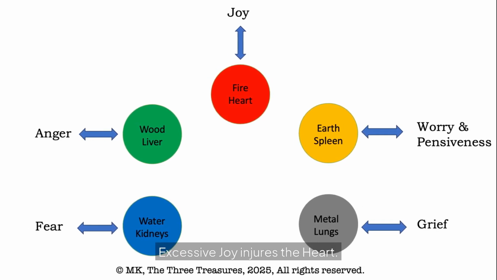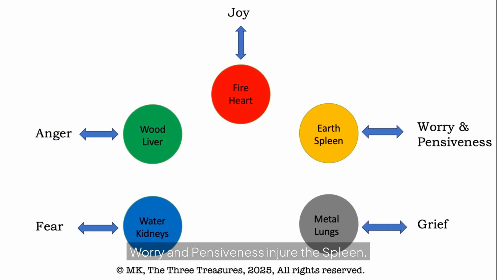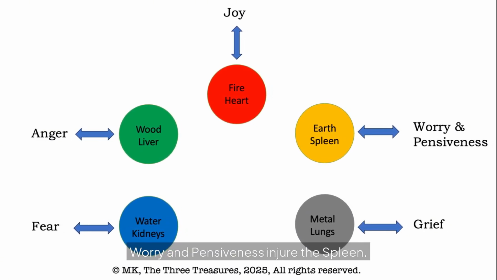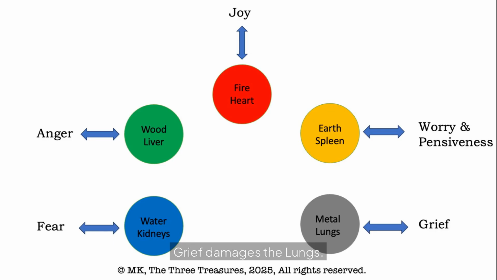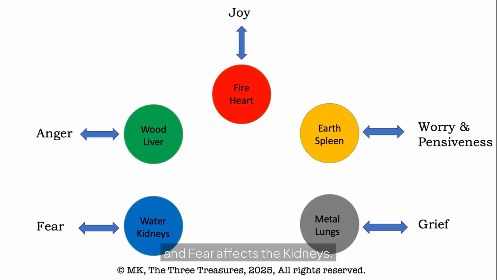Excessive joy injures the heart. Worry and pensiveness injure the spleen. Grief damages the lungs. And fear affects the kidneys.